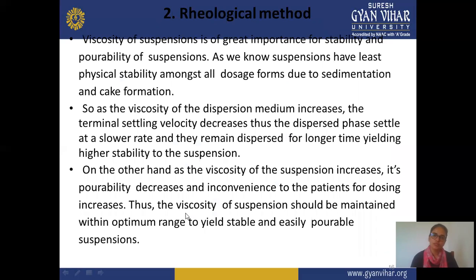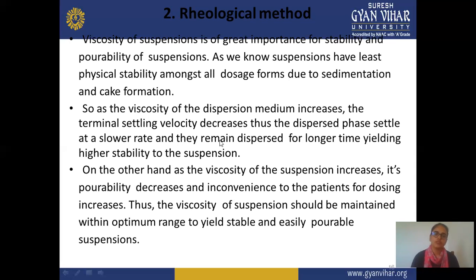Next is the rheological method. This is the viscosity method, where you check the viscosity of your formulation, or the rheological property of your suspension. The viscosity of a suspension is of great importance for stability and pourability of the suspension, as suspension has the least physical stability among dosage forms due to sedimentation and cake formation. Compared with all types of liquid oral dosage forms, suspension shows more stability problems due to the particles present in the formulation. These particles may form a cake or settle down, so this is problematic. This test is mainly for suspension.